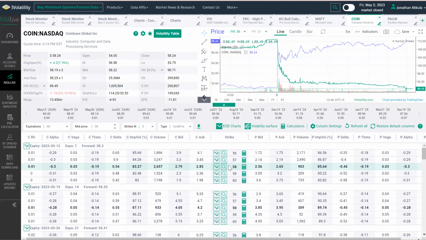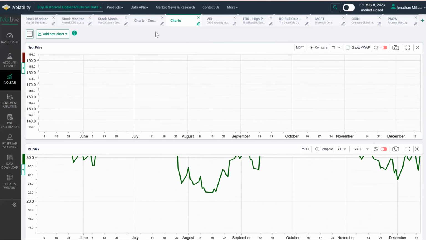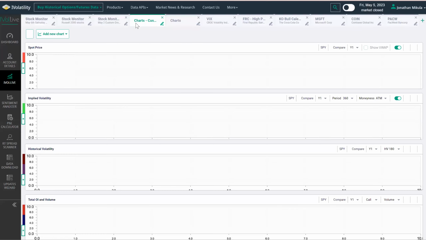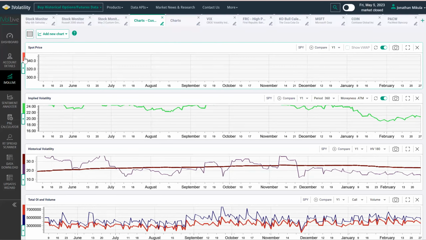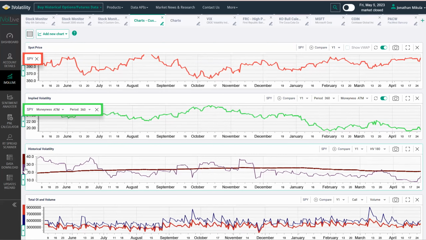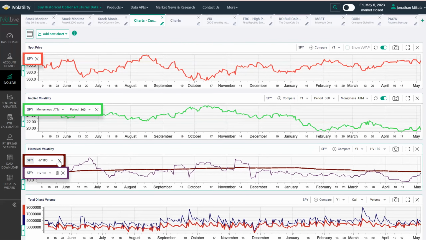So a lot of really interesting information from the options view. You can also do a lot of this in the charts view. For example, when you just register and pull up your charts, you'll get 4 default charts. This will be SPY. Here's our little legend, that's how you always know what you're looking at. You'll have spot price, implied volatility, historical volatility, and then open interest and volume.